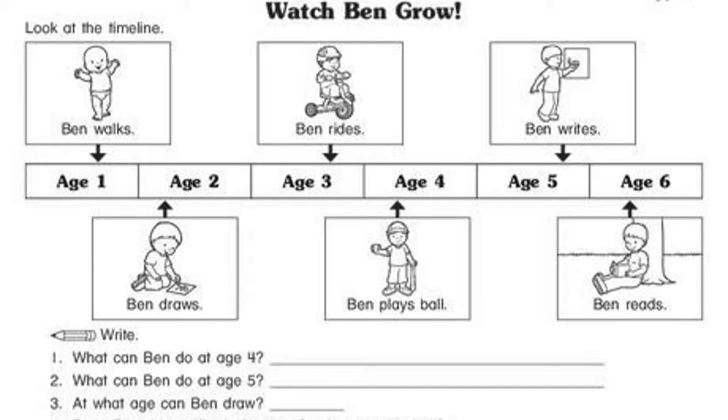So here we have a timeline, and our timeline is titled Watch Ben Grow. Now I'm thinking about some of the features that we've seen, and here it's categorized by age. So we have age 1, age 2, age 3, age 4, age 5, and age 6. So it's in chronological order. It's going from his first birth date all the way up to his age 6.